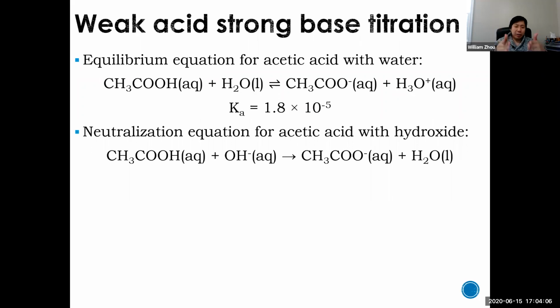When you start to add hydroxide, this neutralization reaction would occur. The acid plus the hydroxide, the base, you will produce the acetate ion. So basically the OH will just take a hydrogen from the acetic acid and then you make water. So in a way, acetic acid is being turned into the conjugate base acetate via this neutralization reaction. And this is a one-way reaction. It is not in equilibrium.